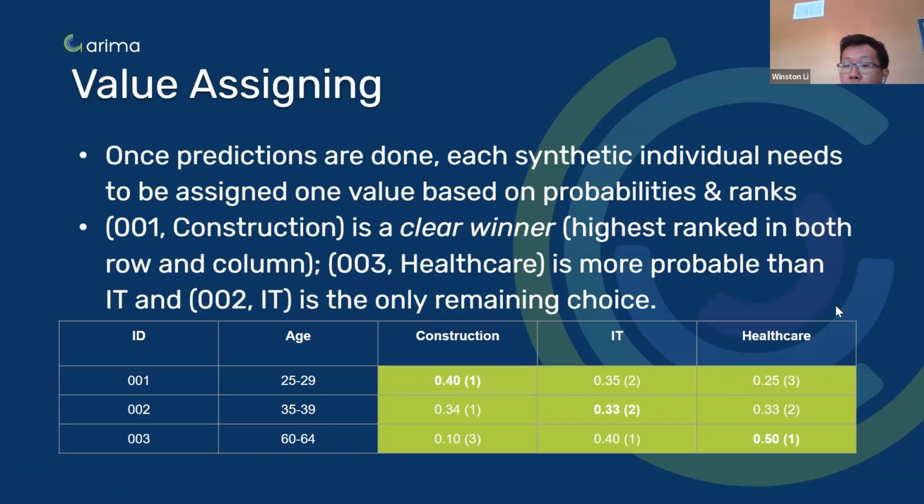So now, through assigning, we've given everybody a profession based on model predictions and also based on how they compare with their neighbors. So in other words, you have to be more likely to be a profession and also more likely than your neighbor in order to be assigned that profession.